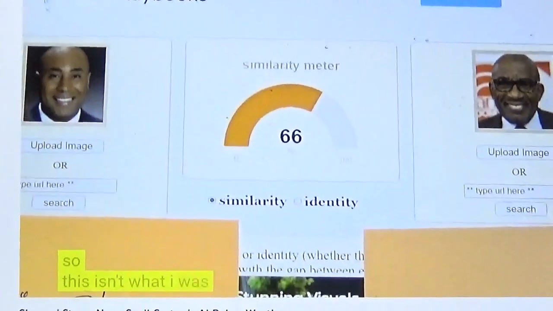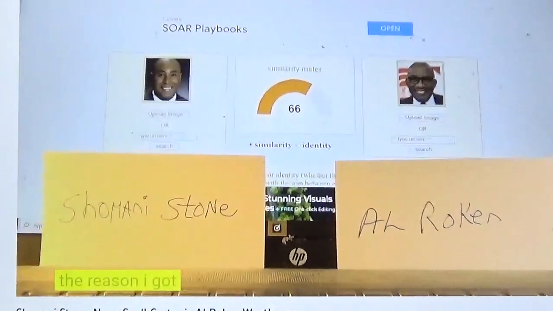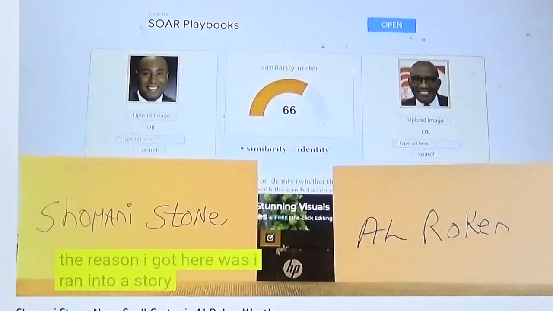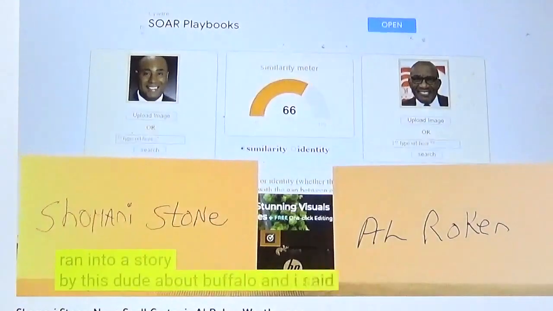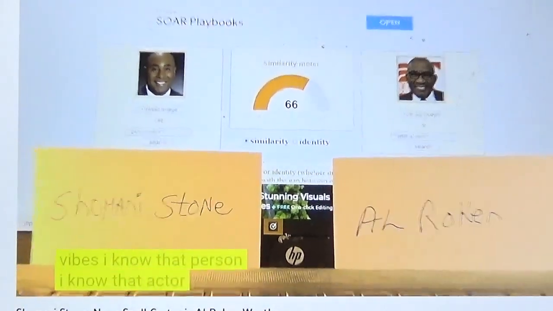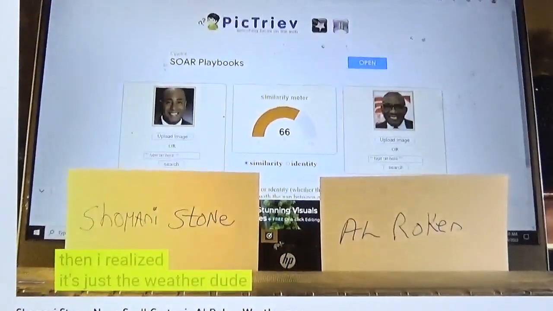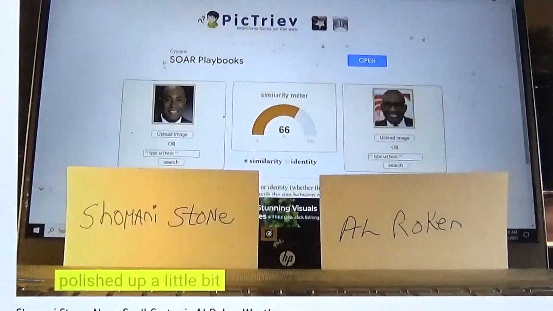This isn't what I was originally going to make, but it's where I ended up. The reason I got here was I ran into a story by this dude about Buffalo, and I said, I'm getting vibes. I know that person. I know that actor. And then I realized, it's just the weather dude. Polished up a little bit.